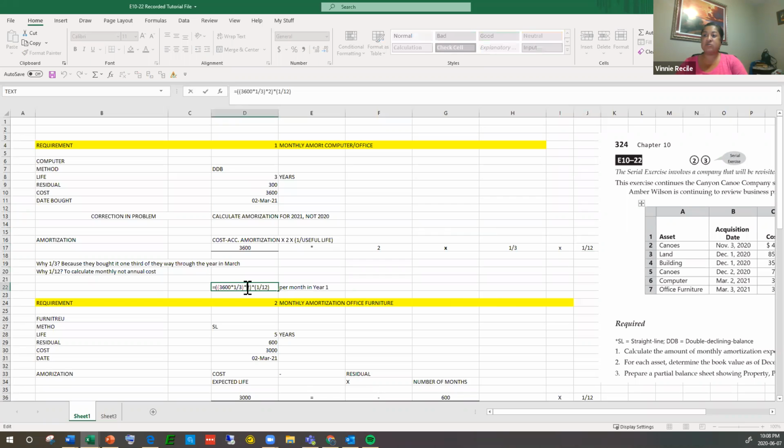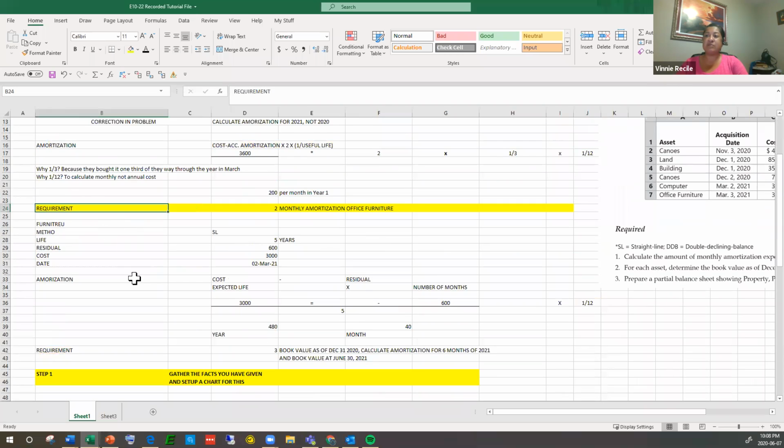The calculation works out to 3,600 times 1/3 times 2, which is double declining balance, times 1/12, to get a monthly cost of $200 per month in year 1. So it's fairly straightforward if you understand the formula. The only part that's probably a little bit confusing is that it's prorated for this year, March being only the 3rd month, and you've got to get a monthly cost, not an annual cost. So there are 2 key things to watch for in the problem.